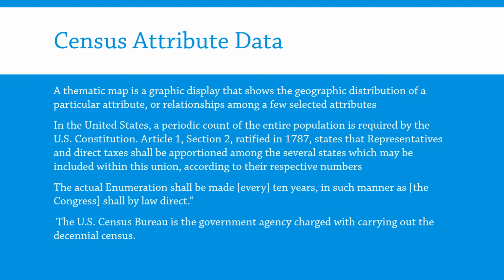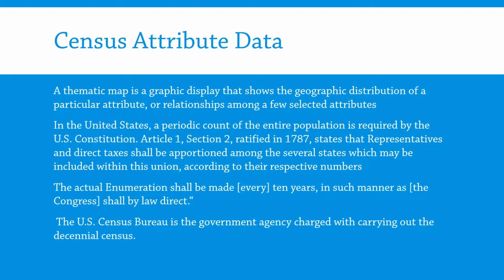So, census attribute data, what are we talking about? Well, a thematic map is a graphic display that shows the geographic distribution of a particular attribute or relationship among a few selected attributes. In other words, you have some information that you want to display and map out according to some theme or some idea or some phenomenon, and that's what we do.